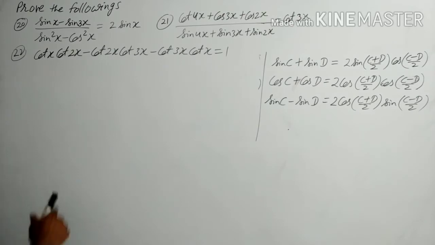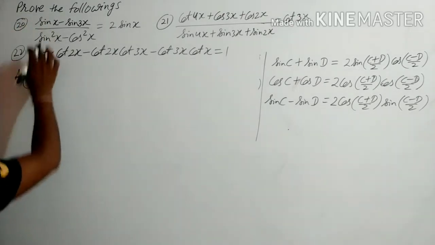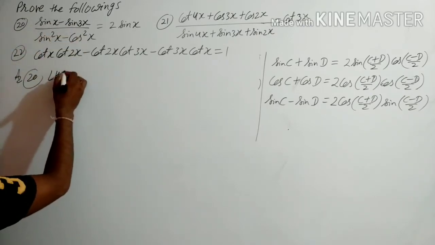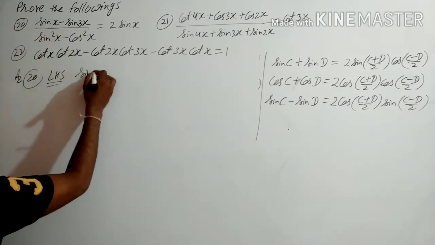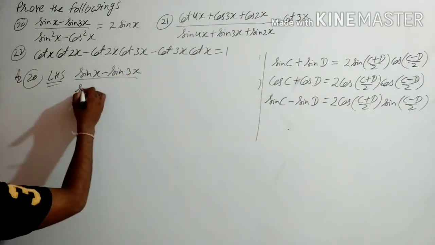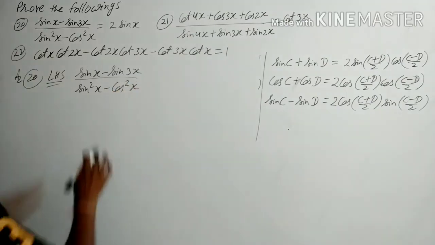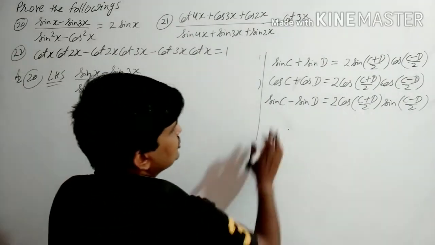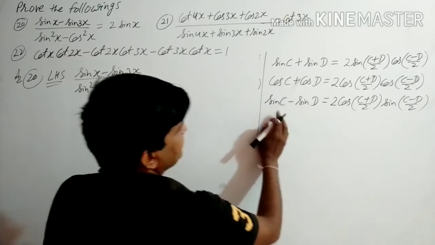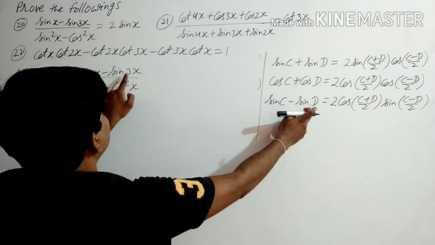Next question, question number 20 is (sin x minus sin 3x) upon (sin square x minus cos square x). So the LHS is sin x minus sin 3x upon sin square x minus cos square x. The numerator is similar to the third identity, sin c minus sin d. Here c is x and d is 3x.